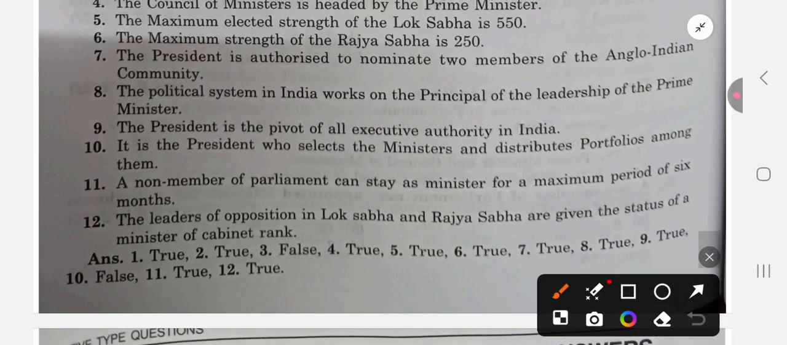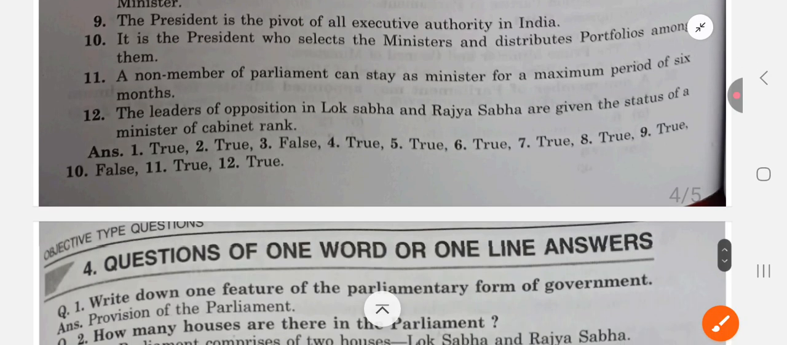It is the President who elects the ministers and distributes portfolios among them. That's false. It is the Prime Minister who does it. A non-member of the Parliament can stay as minister for a maximum period of 6 months. That is true. And the leaders of opposition in Lok Sabha and Rajya Sabha are given the status of a cabinet minister. That is true. These were true and false questions.